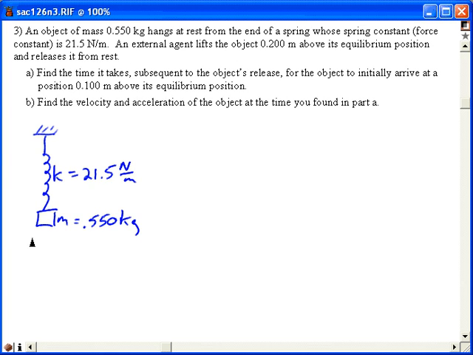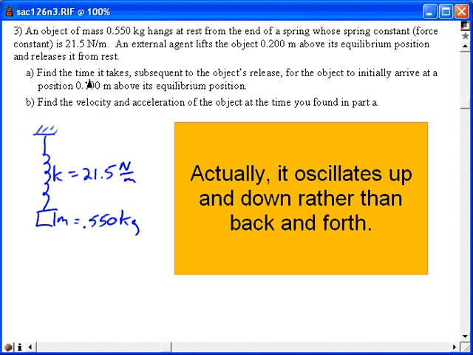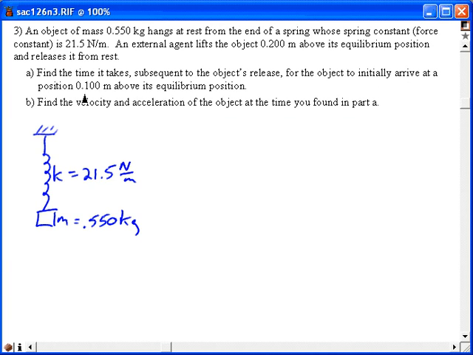So somebody lifts the object up and lets it go and it starts oscillating back and forth. We want the time it takes for it to initially arrive at a position 0.100 meters above its equilibrium position. So they lift it up 0.2, they let it go, and they want to know when it gets to 0.1 meters above its equilibrium position.